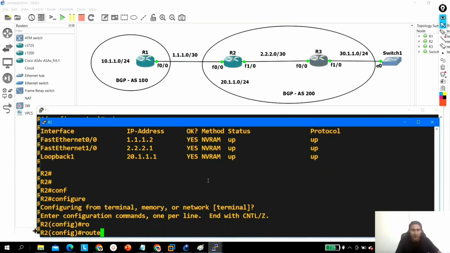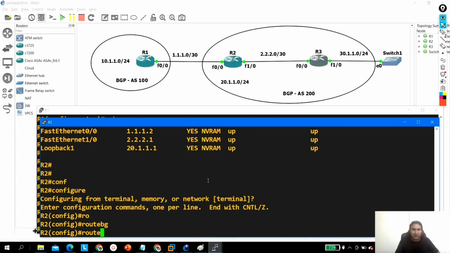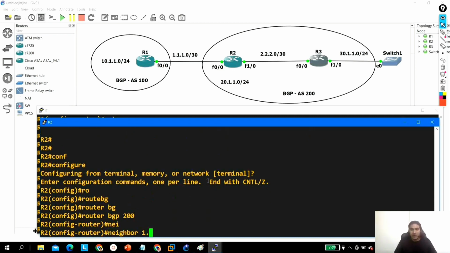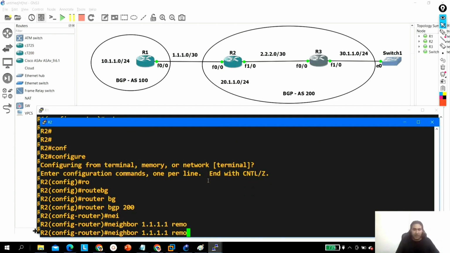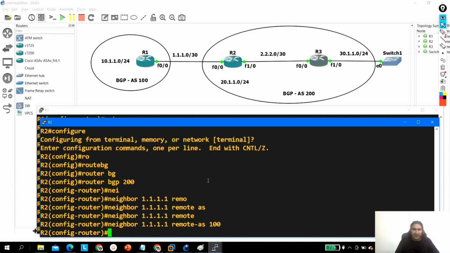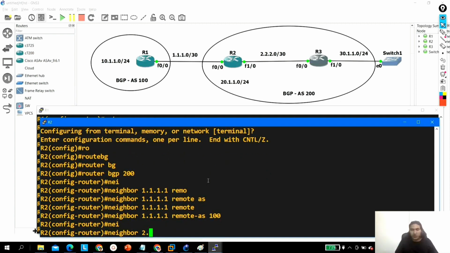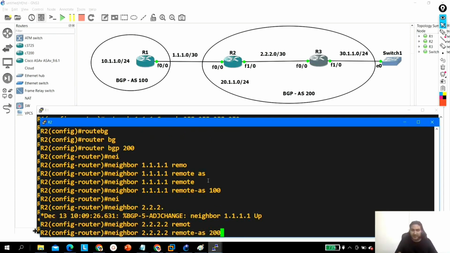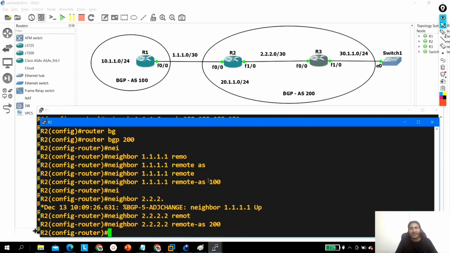Config t, router bgp 200. After that neighbor is 1.1.1.1 whose remote AS is, sorry, 100, and there is one more neighbor 2.2.2.2 whose remote AS is 200. It means 1.1.1.1 is my eBGP neighbor and 2.2.2.2 is my iBGP neighbor. I am talking about router 2.